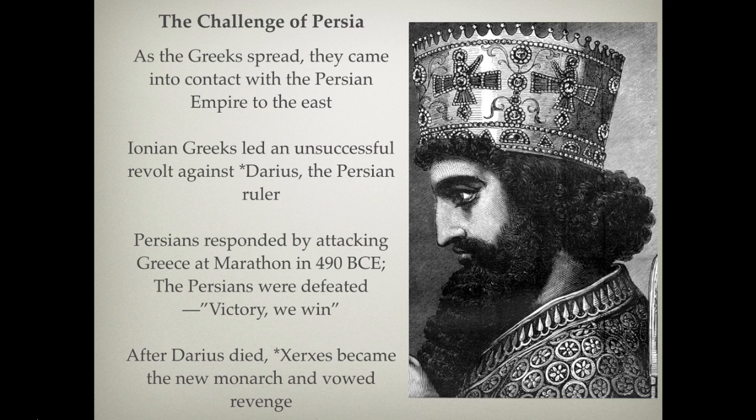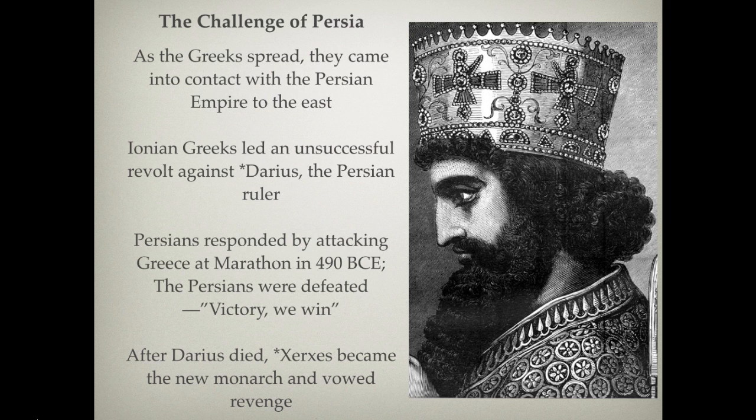Now, it just so happened that the Greeks had been expanding eastward and the Persians had been expanding westward, and they came into conflict. It was during this time that the Persians responded to the Ionian Greeks attempting to overthrow their rule. They attacked the Greeks themselves on the mainland at Marathon in 490 BCE. The Persians were defeated and victory was secured. However, Darius died, hearing the news after this failed invasion. And Xerxes, his son and heir, became the new monarch and vowed to avenge his father's defeat.